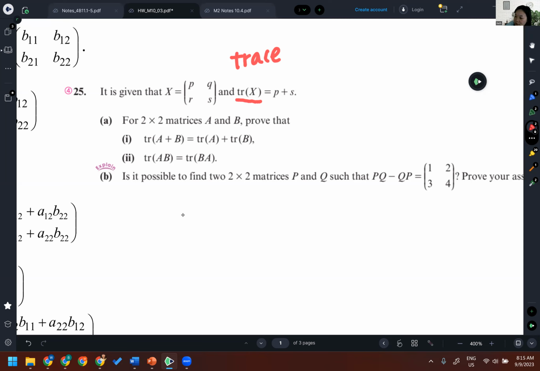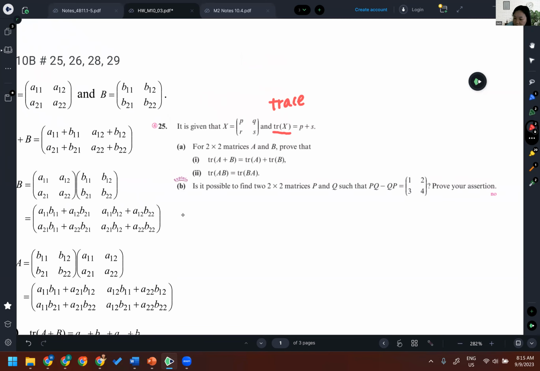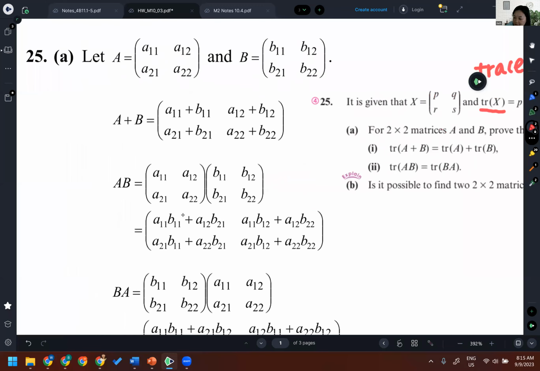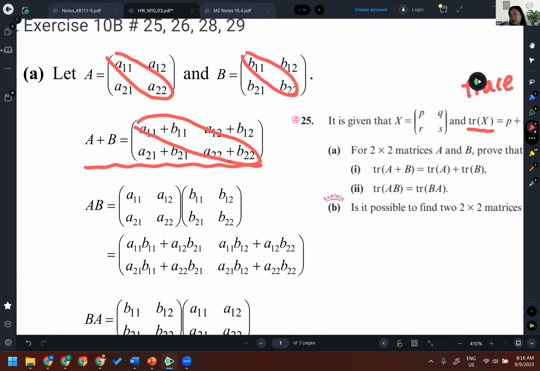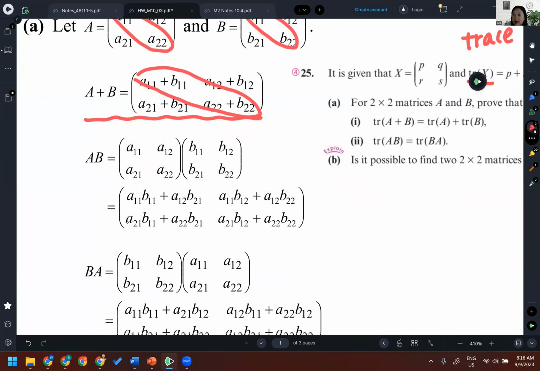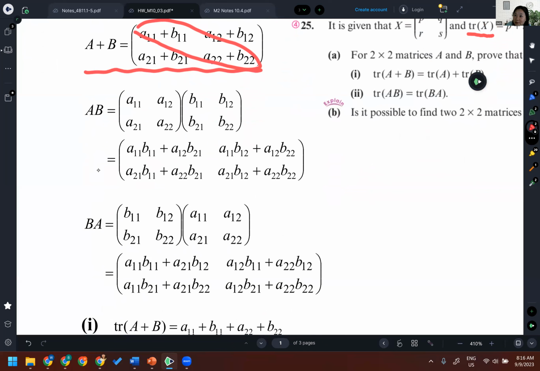Okay, now the proving, you can do this. You have to go deep into the elements. So you can let A be this and let B be this and find A plus B. And after you find A plus B, you can see that the trace are equal because this is the trace, this is the trace, and this is the trace of the sum. So they are equal.